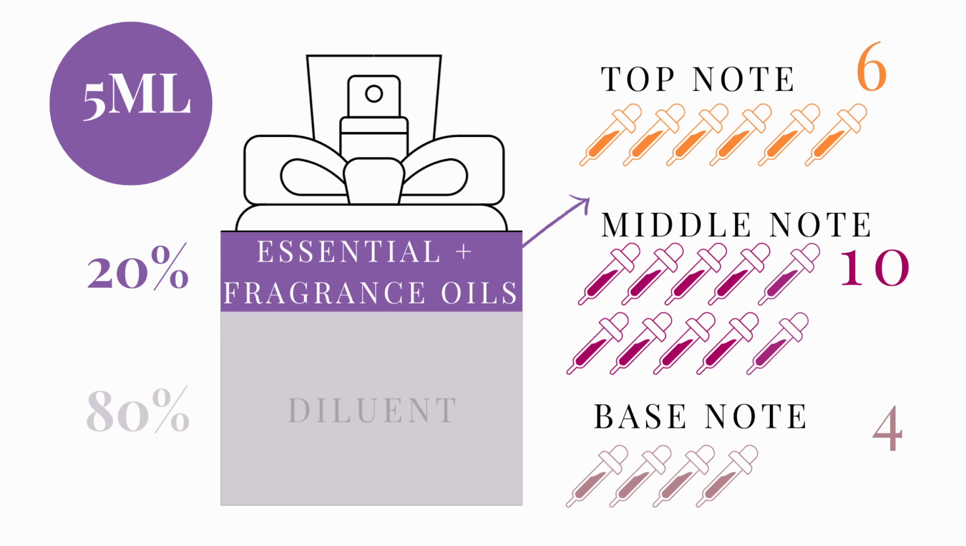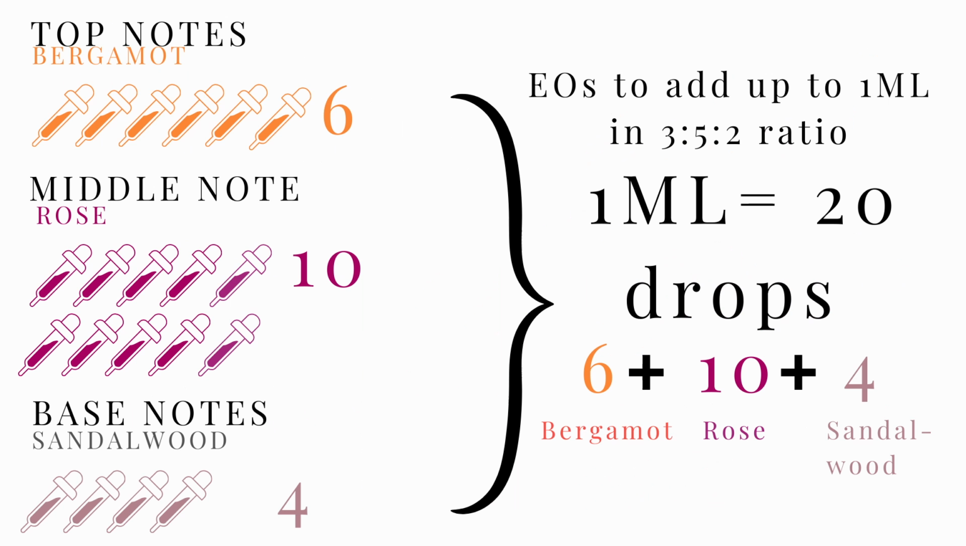Here's how we make the 5 ml perfume of 20% concentration of perfume oils. We are following the ratio of 3:5:2, which means that we're going to have 6 drops of top notes, 10 drops of middle notes, and 4 drops of base notes. You can scale this formulation up accordingly.